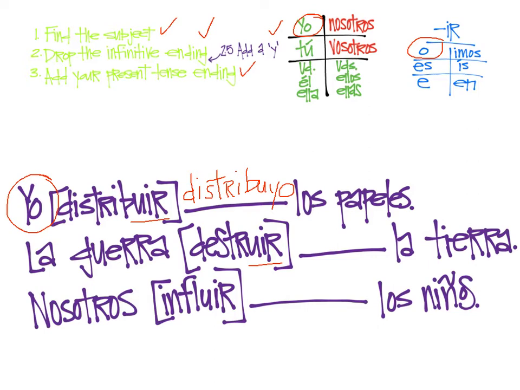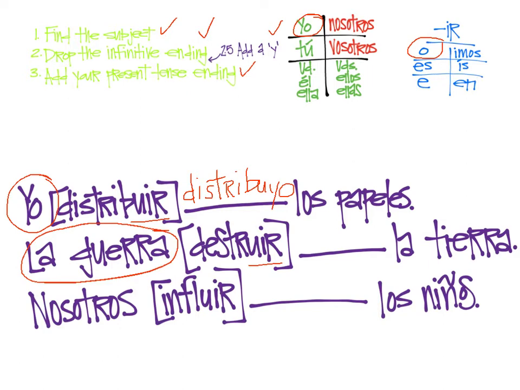Okay, so the first thing we're going to do, number 1, we're going to find our subject. And in this sentence, our subject is la guerra. Now, sometimes it can be a little confusing if we have a subject like la guerra, because we don't see that anywhere on our subject pronoun chart. We don't see the specific word la guerra. So we're going to use a little bit of critical thinking to figure this out.